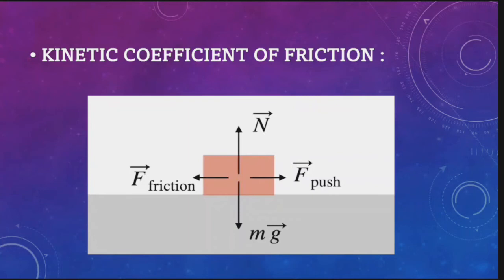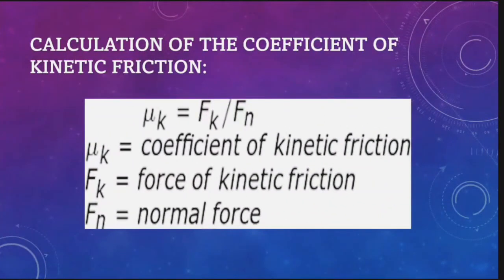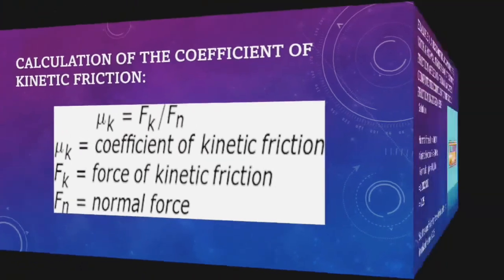And the force of kinetic friction is the amount of force necessary to keep the two objects moving relative to each other. Here one is representing the opposing force or the force of friction, and one is representing the push that we are applying on the object. Now let us see the calculation of the coefficient of kinetic friction. To calculate the kinetic friction between two surfaces, we have to divide the force of kinetic friction by the normal force. So the formula turns out to be: coefficient of kinetic friction equals force of kinetic friction divided by the normal force of the object.